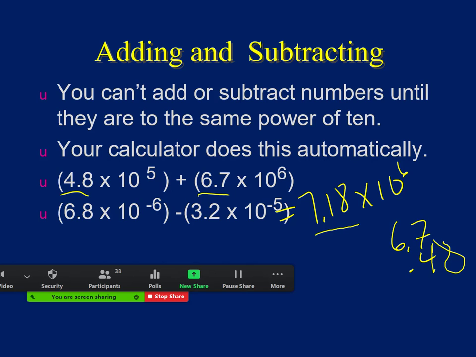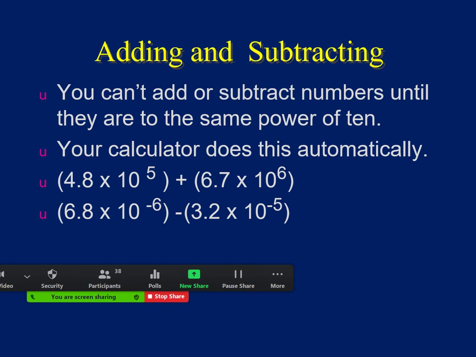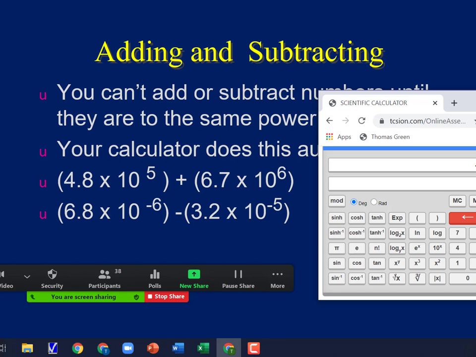So, can I get you to push the buttons on your calculator, whatever calculator you want to use, and see what you get for that answer?